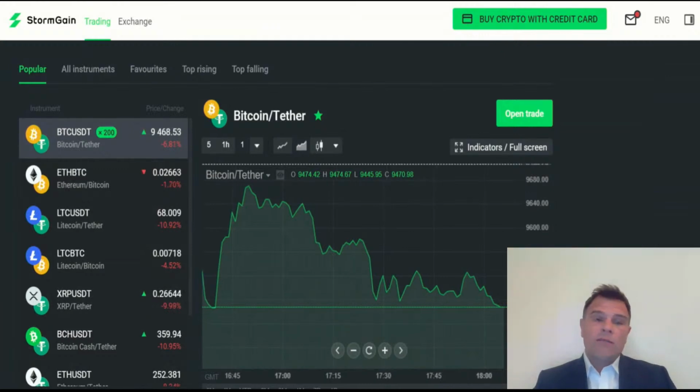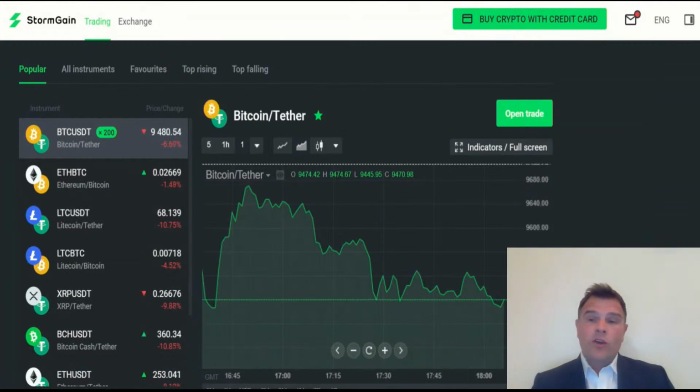To originally open an account, you give your bank details and you buy some cryptocurrency. These will then be transferred into your StormGain account and swapped to tethers. Now, you pay about 5% charge for purchasing Bitcoin, which gets you in. However, once you're in, the transactional fees, because it's against other cryptos, are much lower.